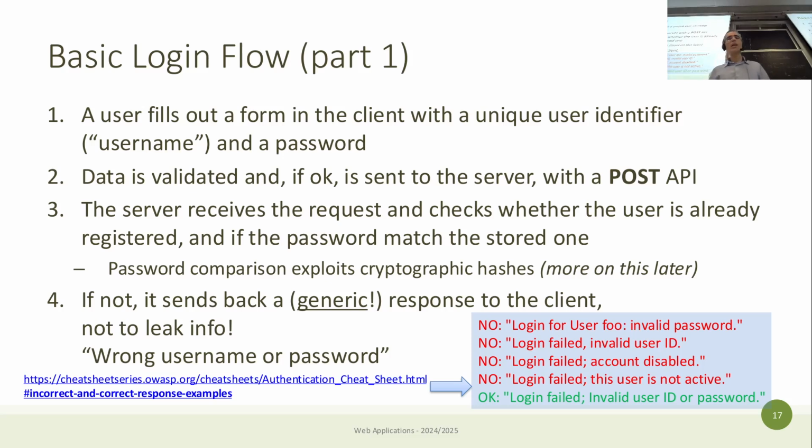The server receives the request and checks if the password corresponds to the username. Actually, it also checks if the username exists, and we will see how this works. If something goes wrong, it just says no authentication has been performed. The typical message is invalid username or password. Please don't invent any other message and don't distinguish between any other cases on the server. This is wrong, you see it's red, right?